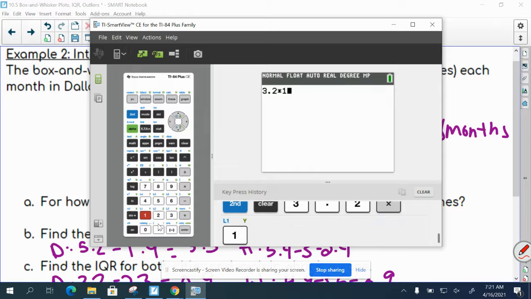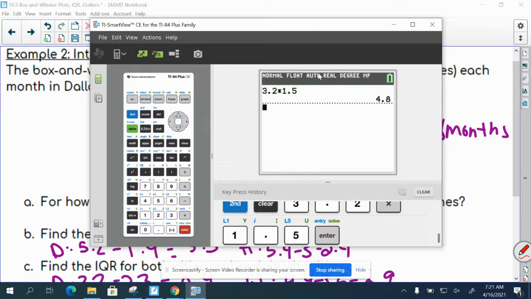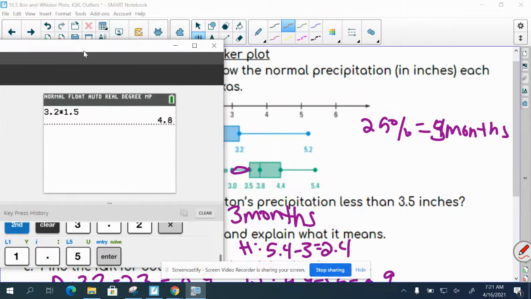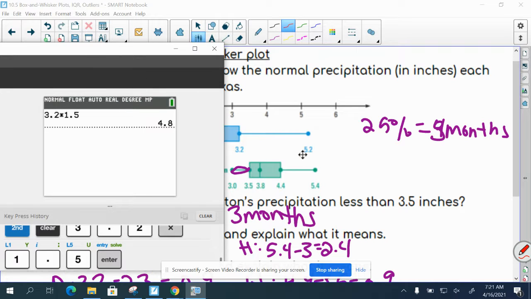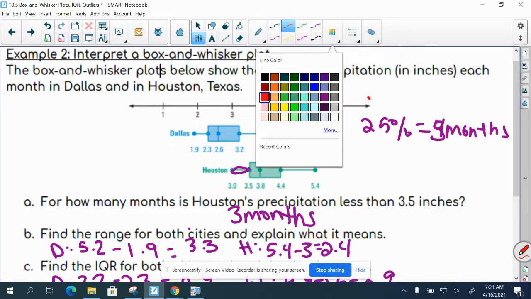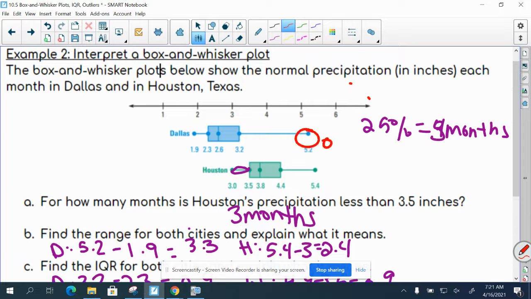3.2 times 1.5 is 4.8. Okay, so in this case, actually, 5.2 would be an outlier, because if you take the upper quartile multiplied by 1.5, you get 4.8, and 5.2 is greater than 4.8. So this would be an outlier.